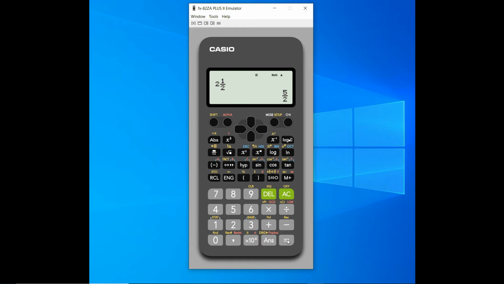It gives me 5 over 2, which is correct, and then if I go S to D, I get my 2.5, which you all intuitively know is correct. Okay, but let me show you how to get it really wrong.